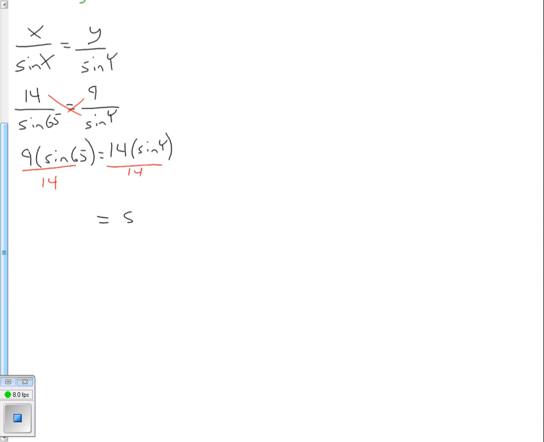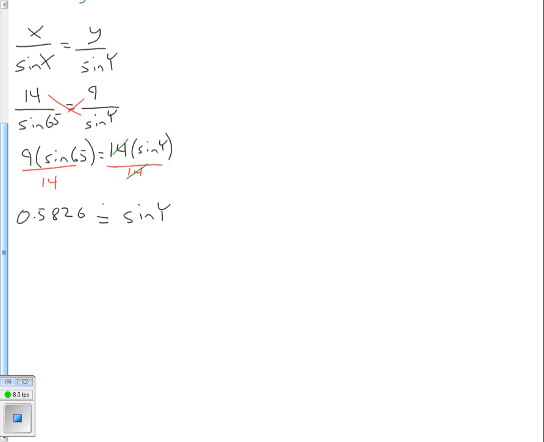And so on the right-hand side, I'm going to be left with sine y, because 14 divided by 14 is 1. 1 times sine y is just sine y. So now I want to figure out, well, what does the left-hand side of that thing equal? So y times sine 65 divided by 14 is going to be 0.5826 approximately.